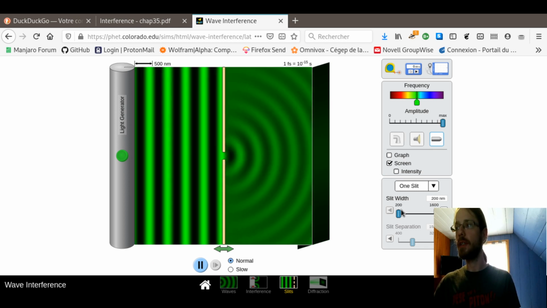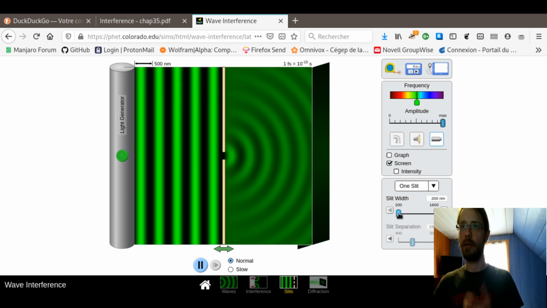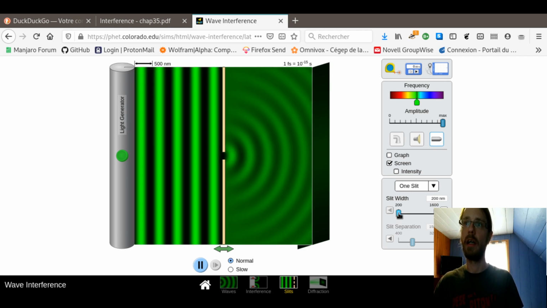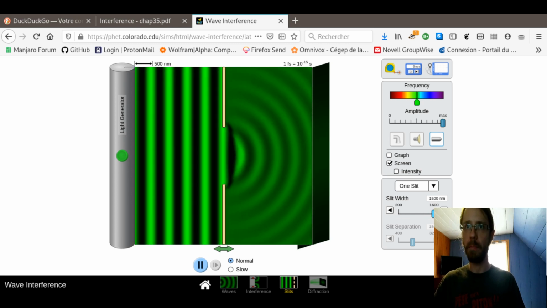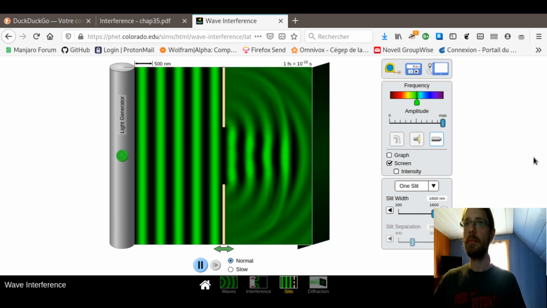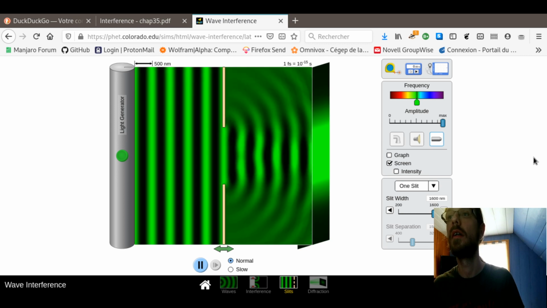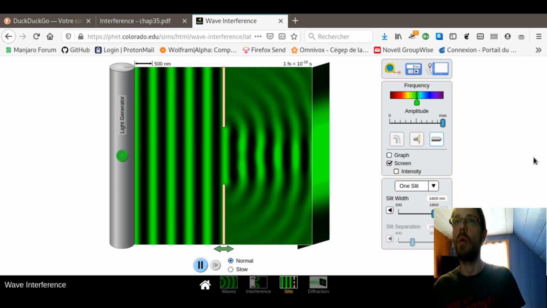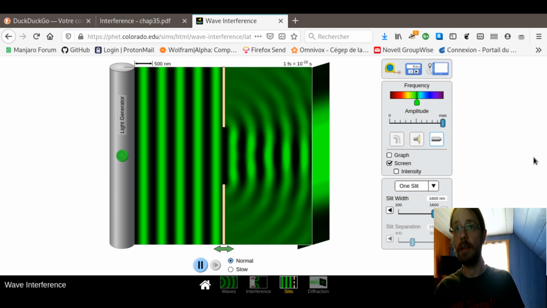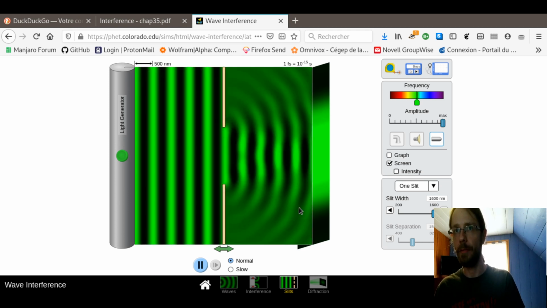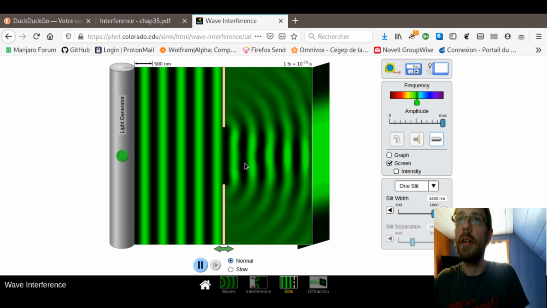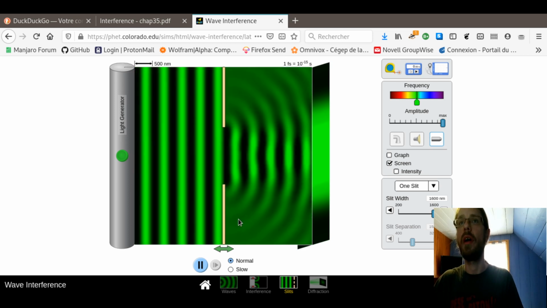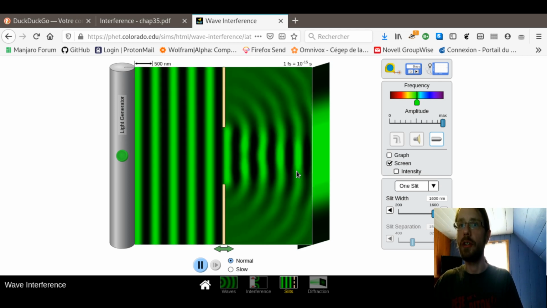If I increase the width of this slit, which will enable us to understand what happens whenever we have some kind of obstacle, I'll put it the maximum I can. Whenever the slit gets wider, we do not have spherical wavefronts anymore. You can see that in the middle, we have an approximately plane part, whereas on the edges, it is curved.